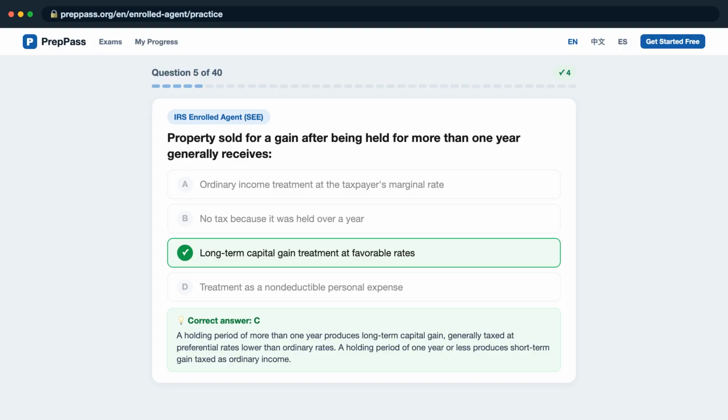A holding period of more than 1 year produces long-term capital gain, generally taxed at preferential rates lower than ordinary rates. A holding period of 1 year or less produces short-term gain taxed as ordinary income.